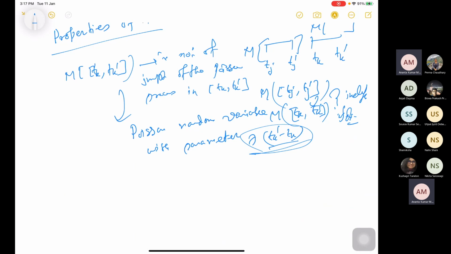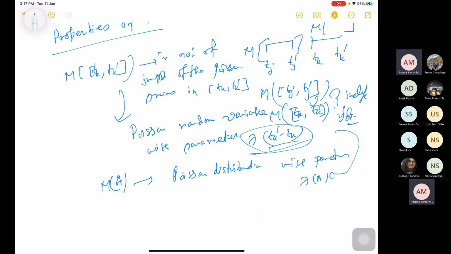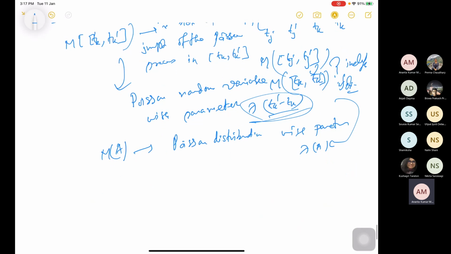So for any measurable set A, if you look at m(A), this follows a Poisson distribution with parameter lambda times mod A. The same thing is actually what we are calculating here.